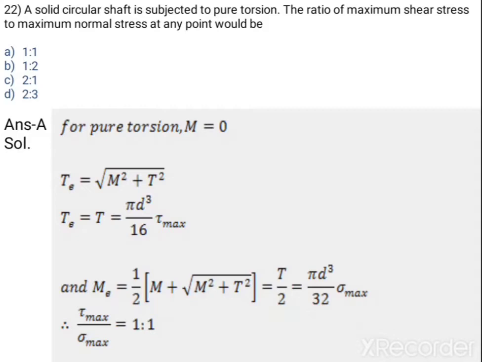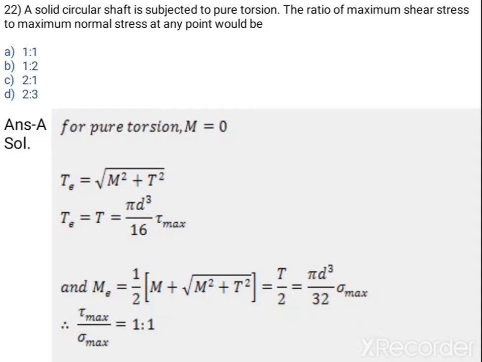And what they ask is tau max by sigma max. If you put the value of tau max as 16 T divided by pi d cube, divided by 32 M by pi d cube, pi d cube will get cancelled. What is remaining here? The ratio of 16 T divided by 32 M. 16 by 32 is 1 by 2, that is nothing but T divided by 2 times M.